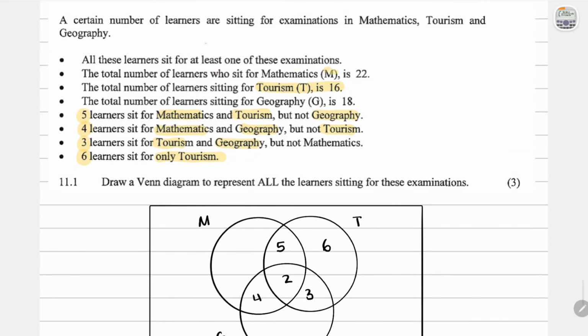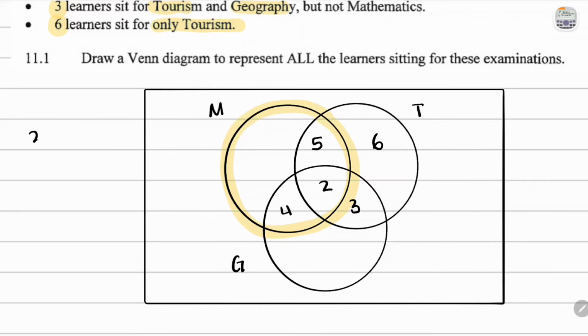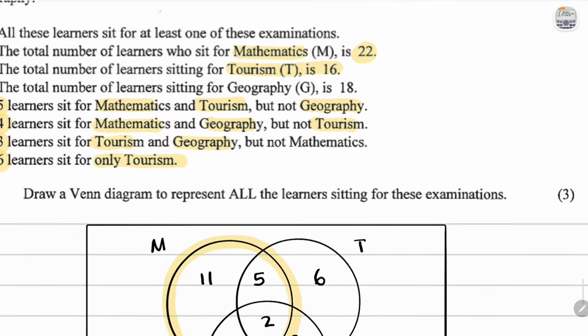Then the total number of learners who sat for maths is 22. So that again is like this. The entire circle of maths is 22. So 22 minus 2 already gives you 20, minus 5 gives you 15, and minus 4 gives you 11. So 11 is here. So that means 11 learners sat for maths only. Okay. And then we're done with that.